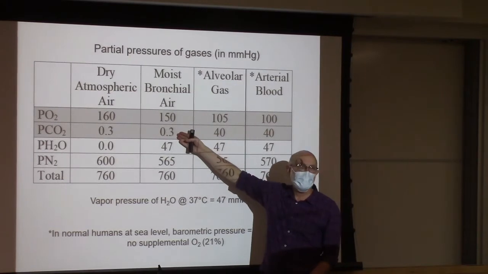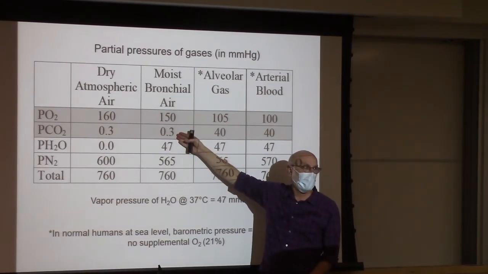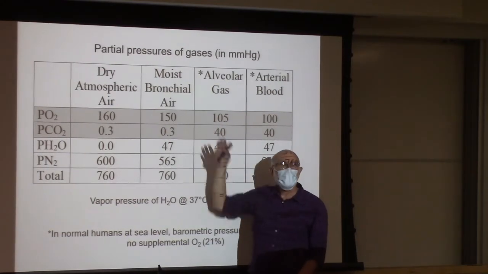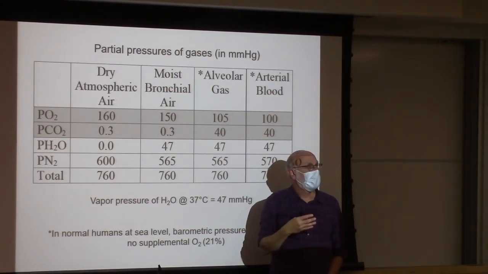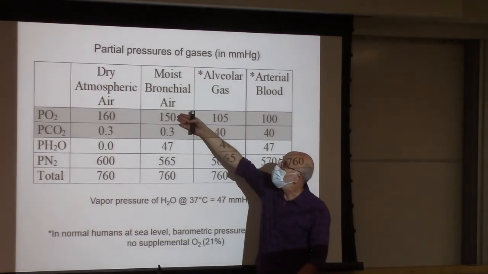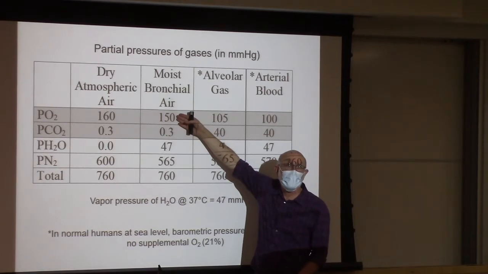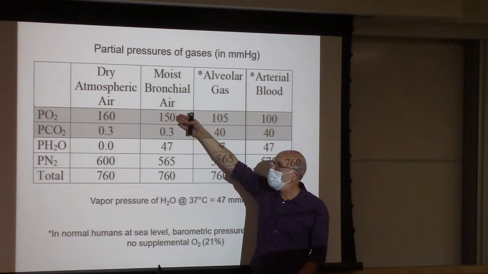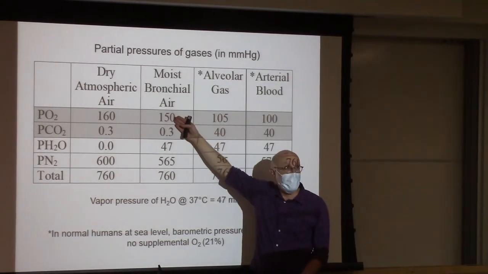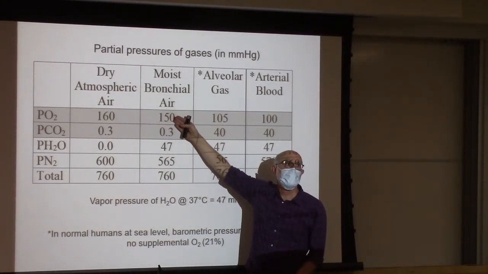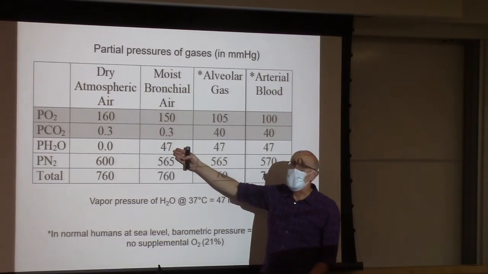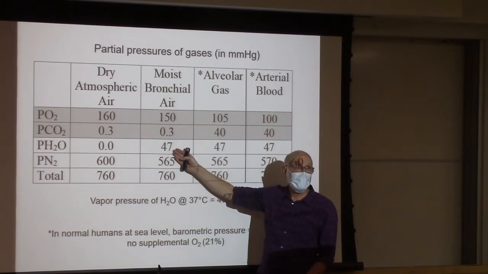It also displaces carbon dioxide, but this is a round-off error. It still rounds off to 0.3, okay? So the air that goes into your alveoli, that goes into your lungs, has 150 millimeters of mercury of oxygen. The partial pressure of oxygen in moisturized lung air is 150. The partial pressure of water vapor is 47.